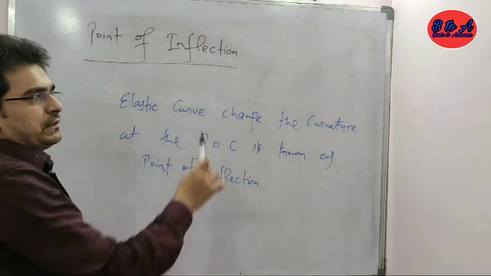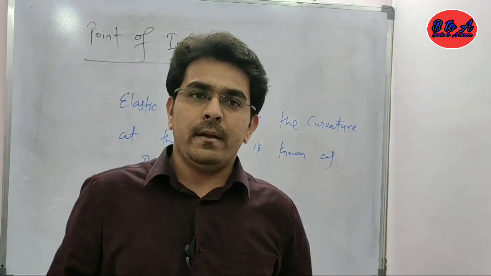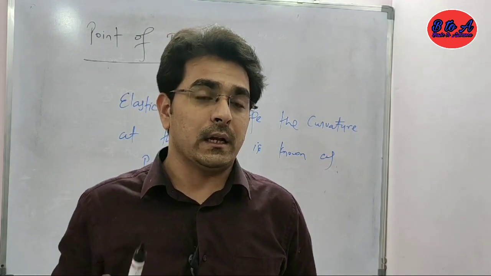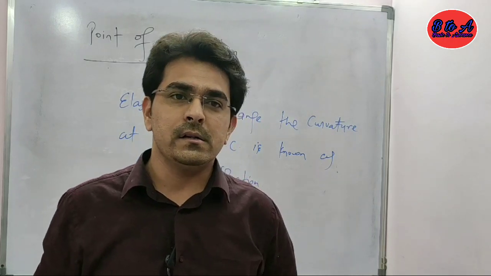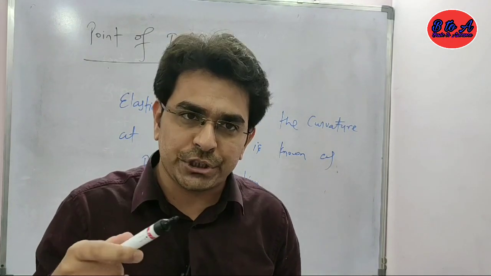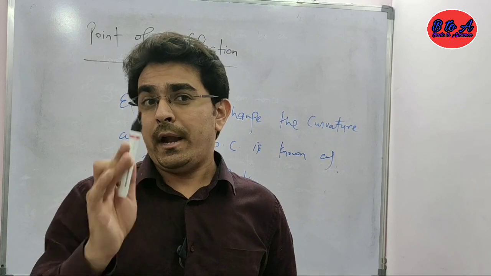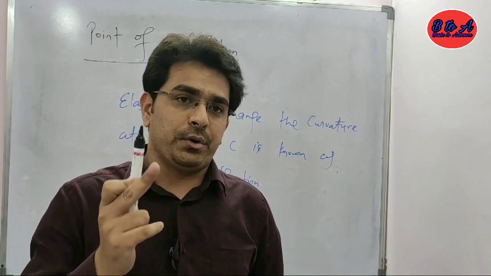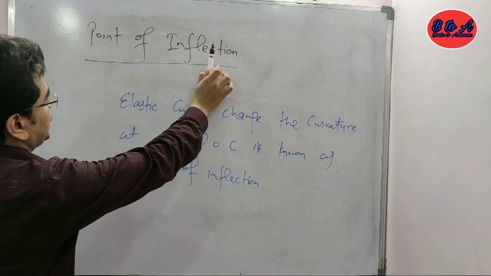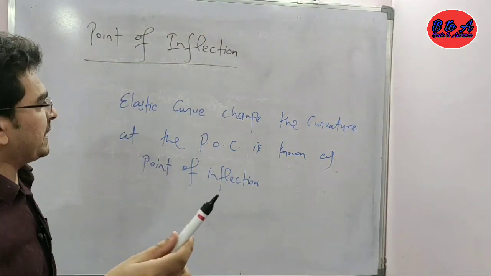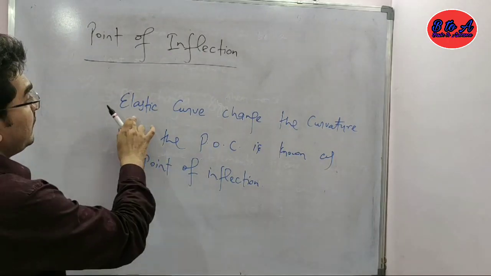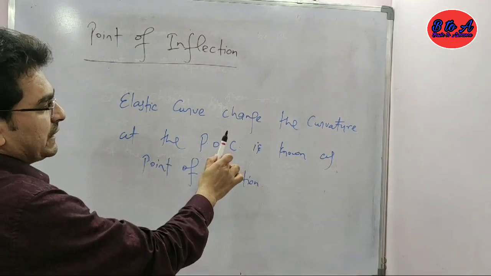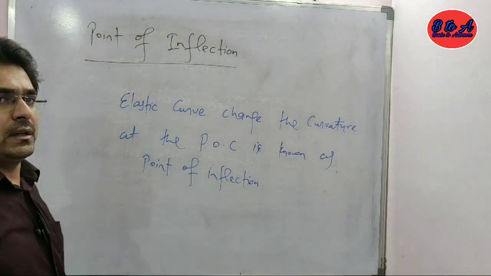पॉइंट ऑफ इन्फ्लेक्शन. पॉइंट ऑफ कॉन्ट्राफ्लेक्चर में बेंडिंग मूवमेंट अपना साइन पॉजिटिव से नेगेटिव की तरफ चेंज कर रहा था. At the same point, the elastic curve also changes its curvature, and that same point where the point of contraflexure occurs is known as the point of inflection. So the point of inflection is the point where the elastic curve changes its curvature at the point of contraflexure, known as the point of inflection.